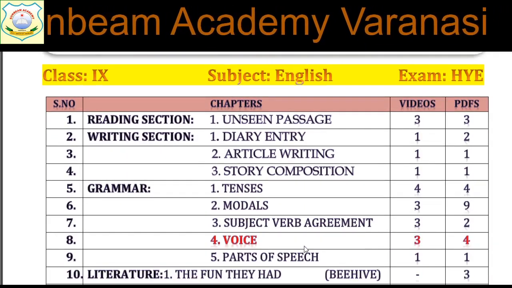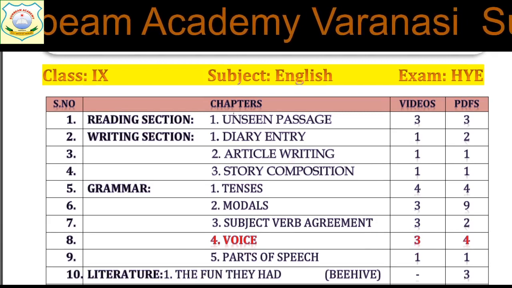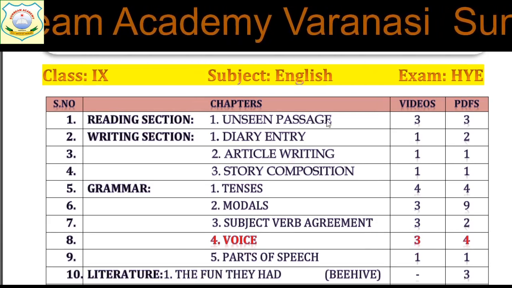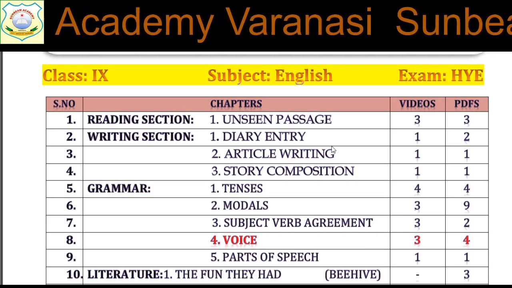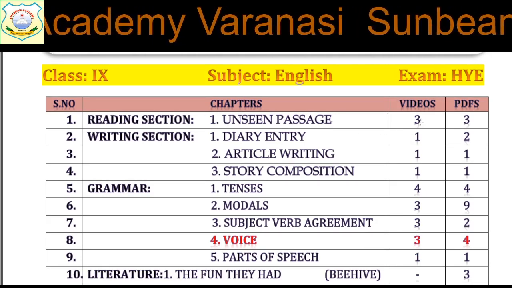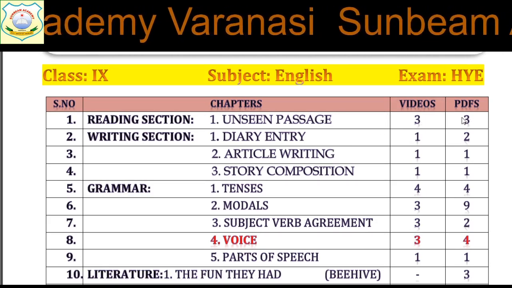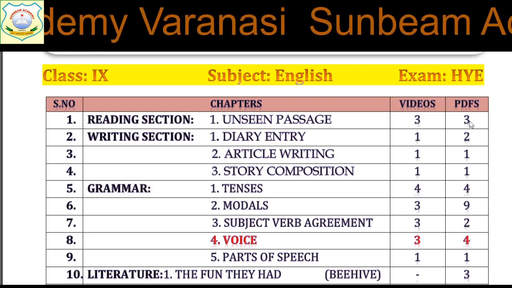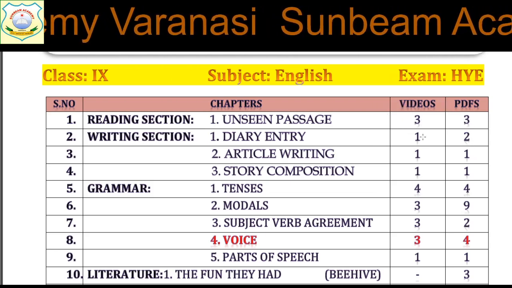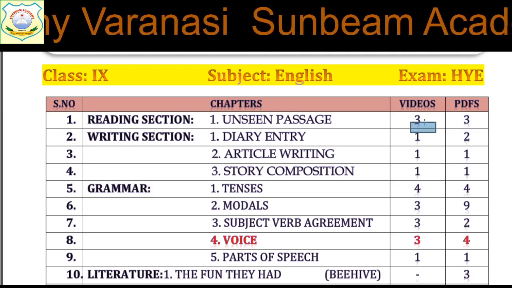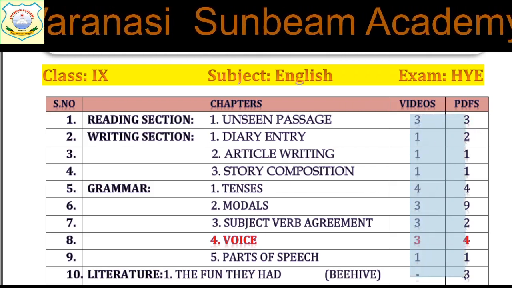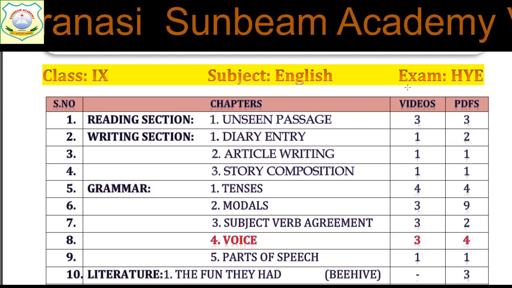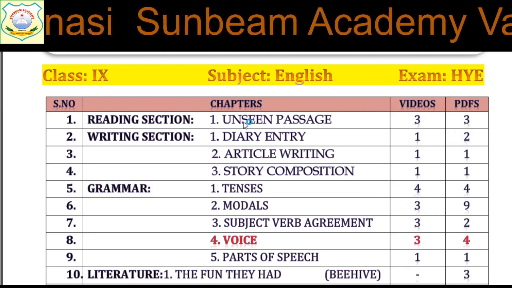See here, children, what will come in unseen passage. An unseen passage will be given, and objective type questions will be asked in the unseen passage. 3 videos and 3 PDFs are uploaded. Here on this side, whatever we have uploaded for you is shown. Whatever has so far been uploaded in the school application is shown here, means the number of videos and the number of PDFs are shown.